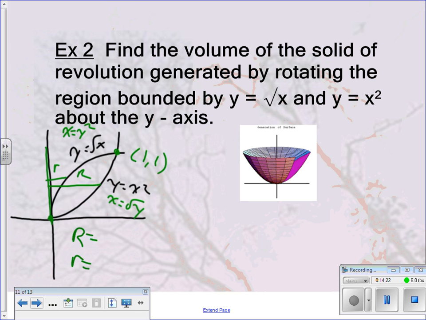What is my big radius in terms of y? It's the square root of y. In terms of y, what is my little radius? y squared.